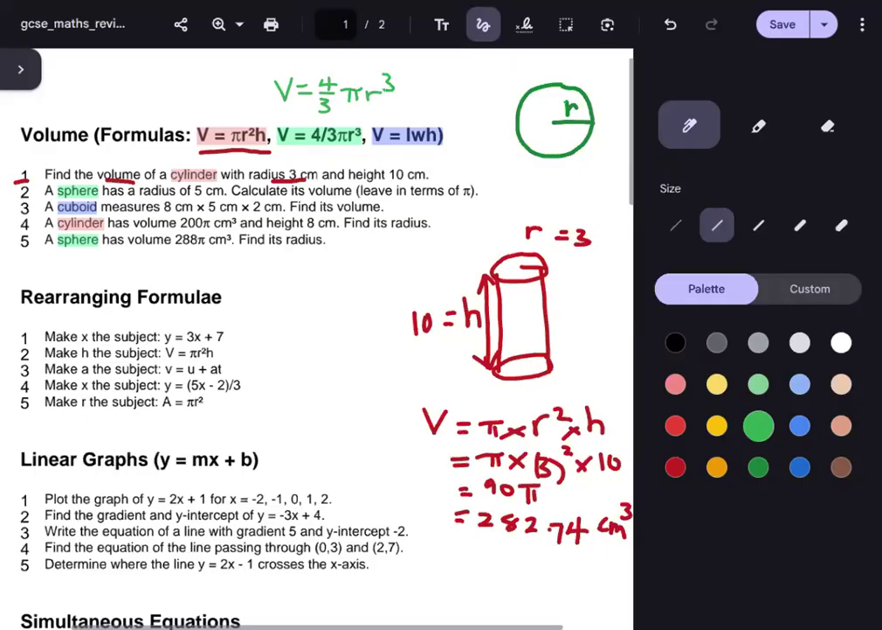And I've drawn a picture of a little sphere here. Remember, the radius is from the center of the sphere to the circumference, and the outside of the circle is the circumference. And in this question, the radius is 5 centimeters. And don't forget to leave your answer in terms of pi, just like I did here. Okay, you can attempt that question and let me know when you're done.